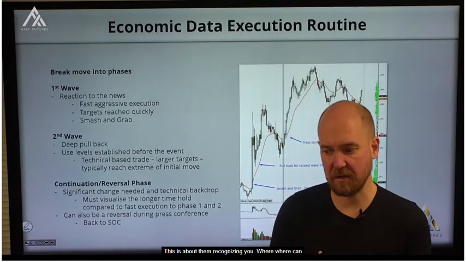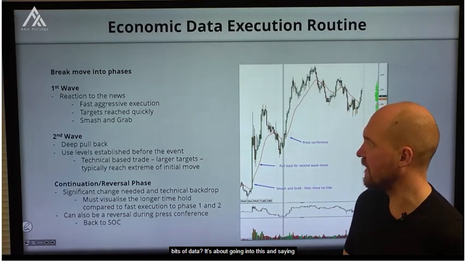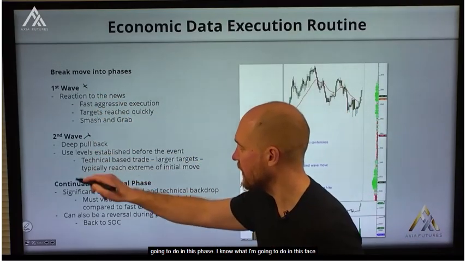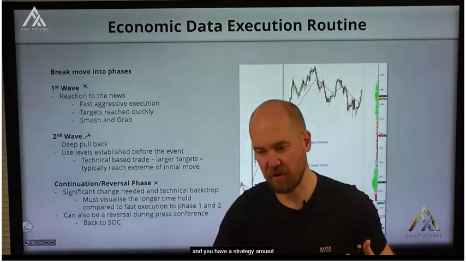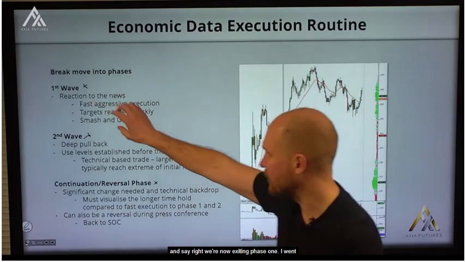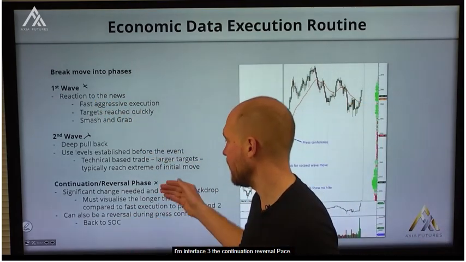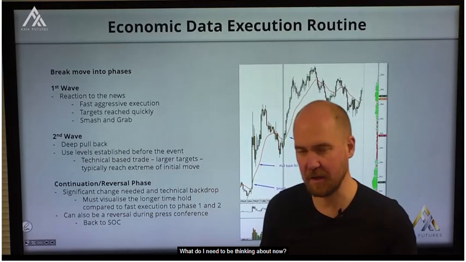So it's about recognizing where you can trade. And in terms of how you trade any bits of data, it's about going into this and saying, right, I know what I'm going to do in this phase. I know what I'm going to do in this phase. I know what I'm going to do in this phase. And you have a strategy around it. You're able to move through each phase and say, right, we're now exiting phase one and we're into phase two. What do I do here? I'm into phase three, the continuation reversal phase. What do I do here? How am I going to play this? What do I need to be thinking about now?